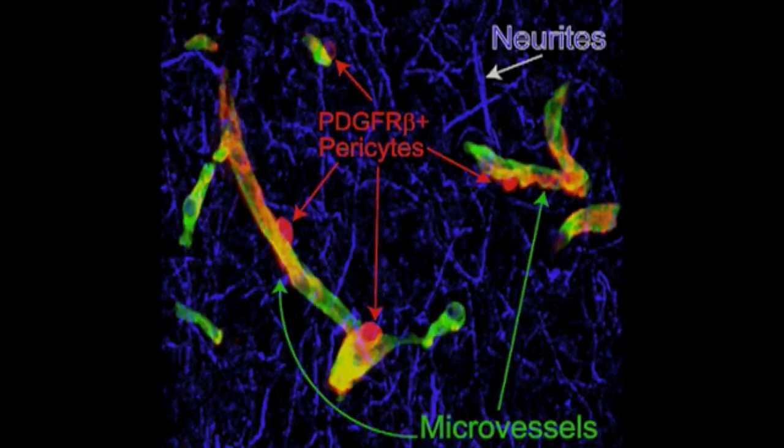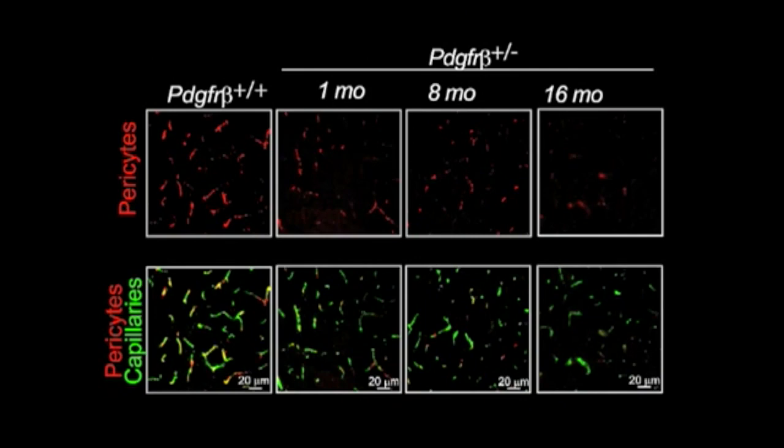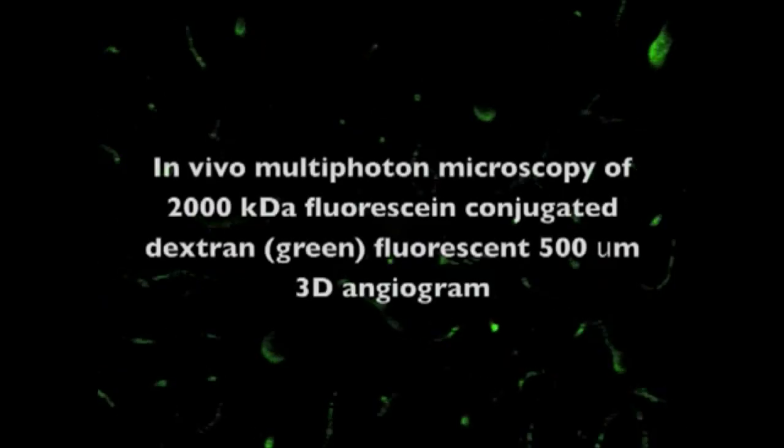Hello, my name is Robert Bell. I am a PhD graduate student in the Zlokovic Laboratory. After initially confirming a significant reduction of parasites in 1-month-old PDGF receptor beta heterozygous mice, we found that the reductions of parasites progressed as the animals aged. We then asked the question, how does a loss in brain parasites affect the cerebrovascular system?